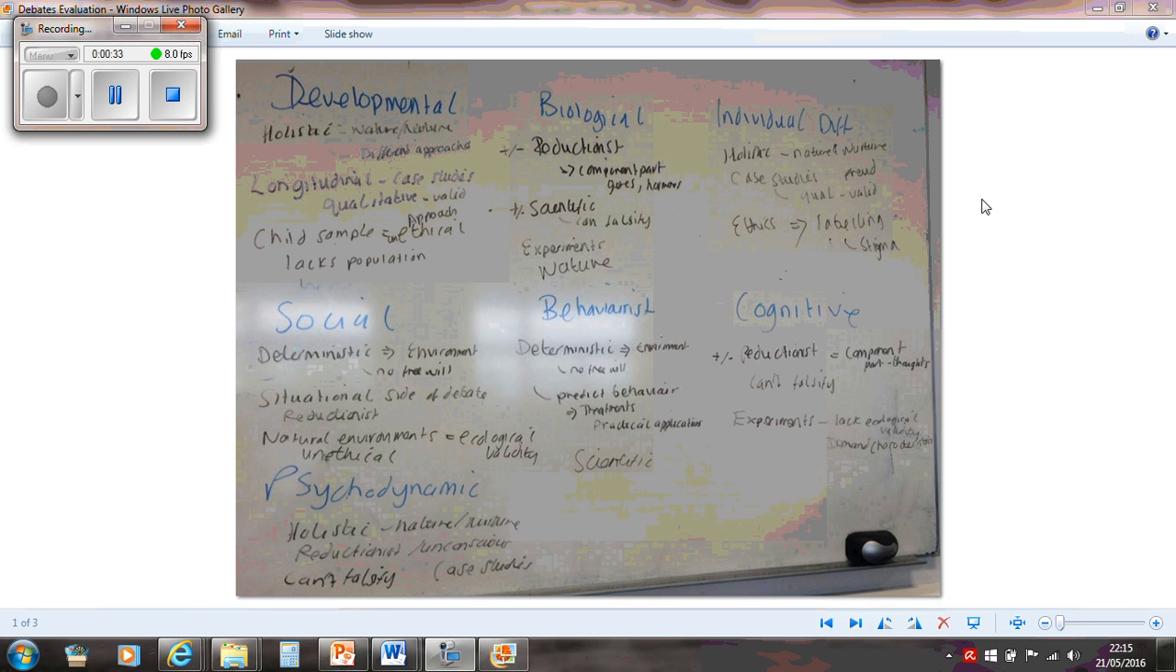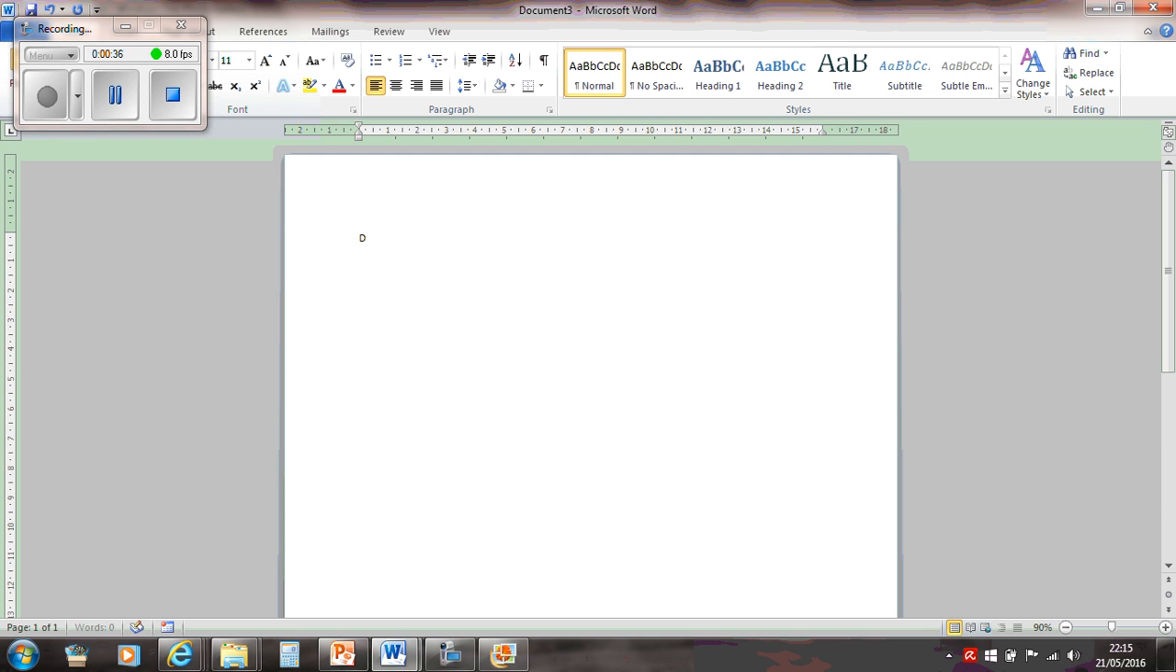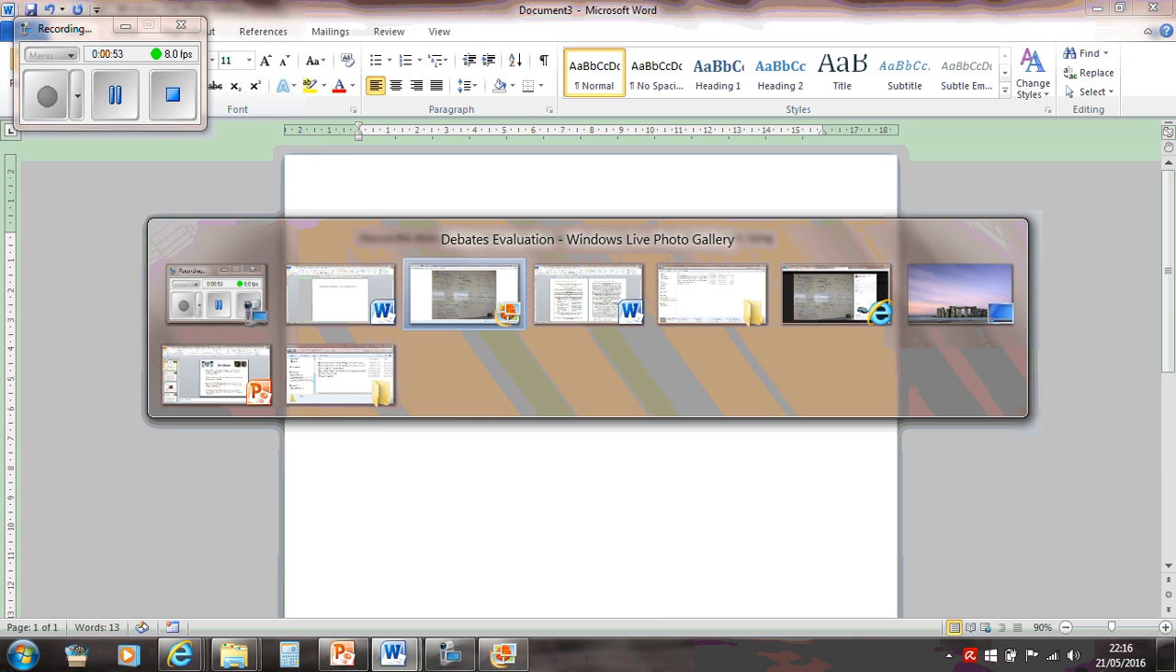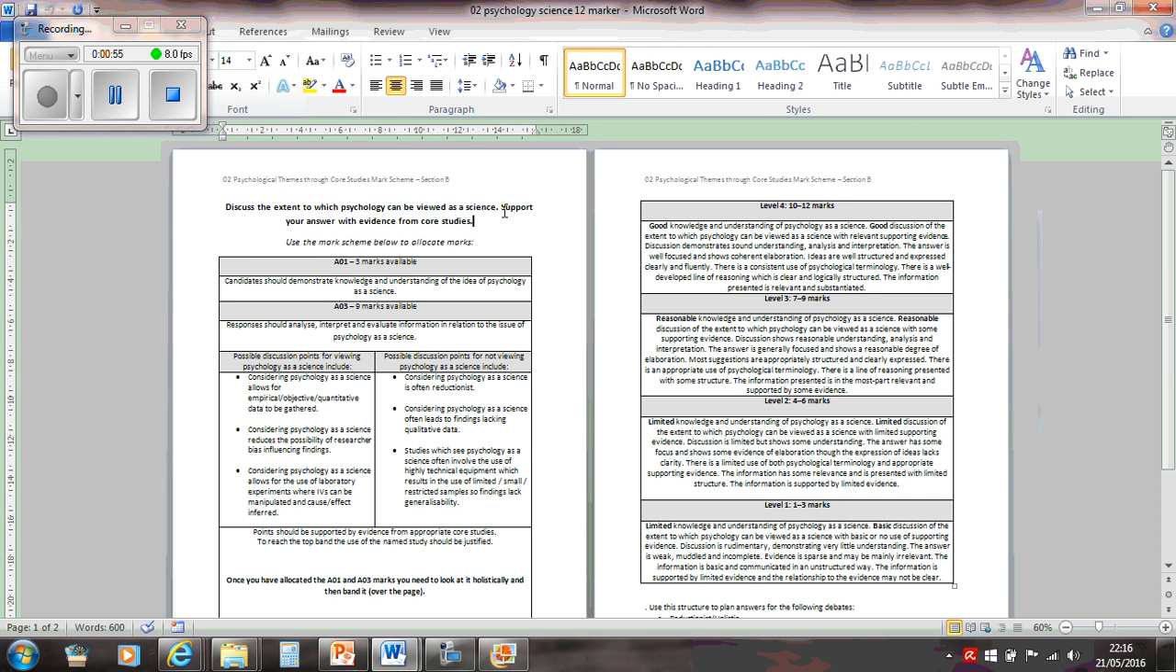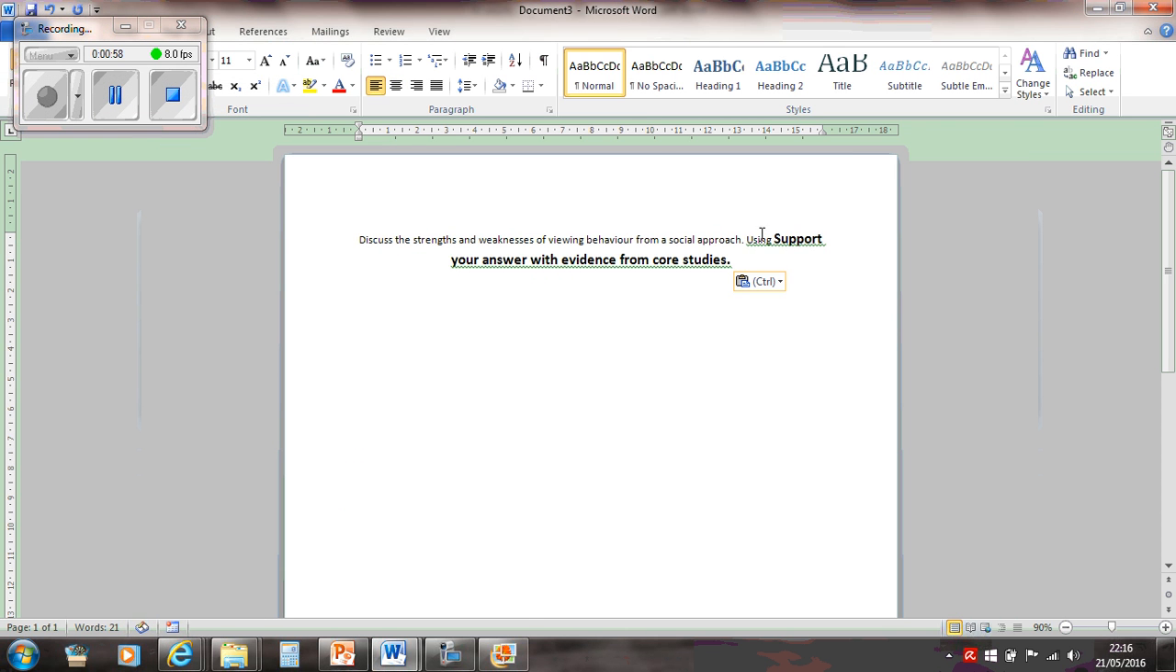It might be a really straightforward question, and it might say, discuss the strengths and weaknesses of viewing behaviour from a social approach. And then obviously, as it says, support can be used in your evidence from the core studies. It'll always have that on, so it's pretty straightforward in that sense. So it might say something like that. I'm trying to think how else it might be worded.